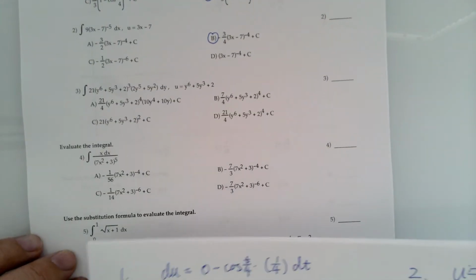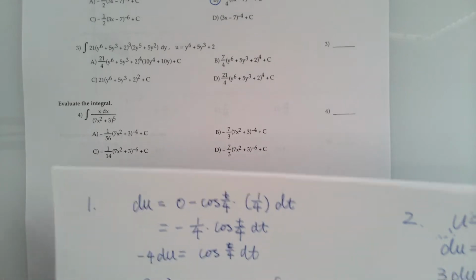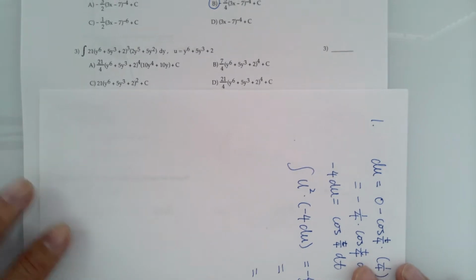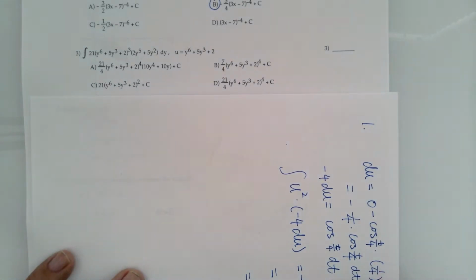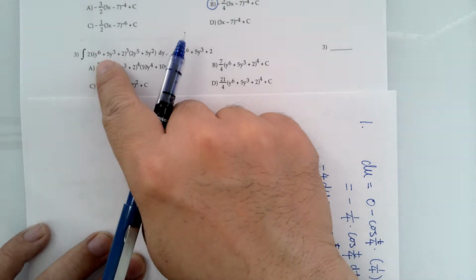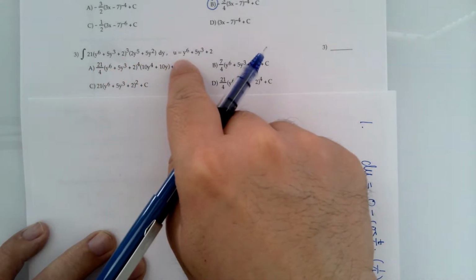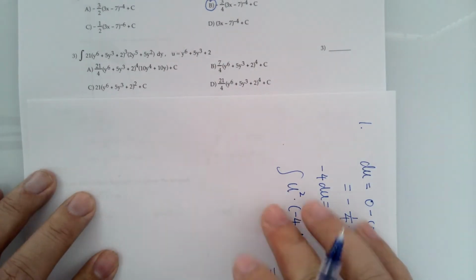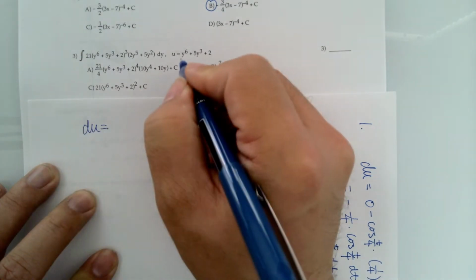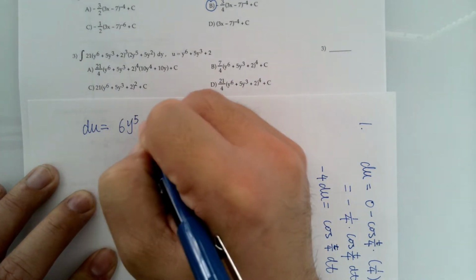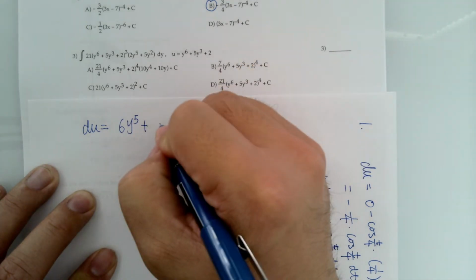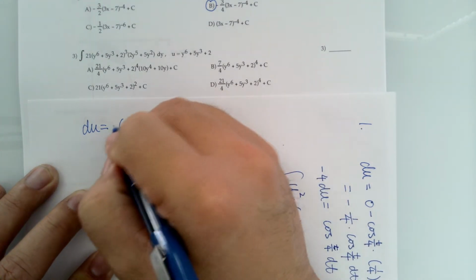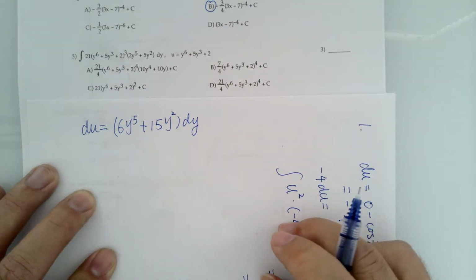Okay? So if we continue for number 3, as you can see here, use this paper here. Number 3 says we got this long expression. And then it says u equals y to the 6th plus 5y cubed plus 2. So that du is going to be 6y to the 5th plus 15y squared dy.